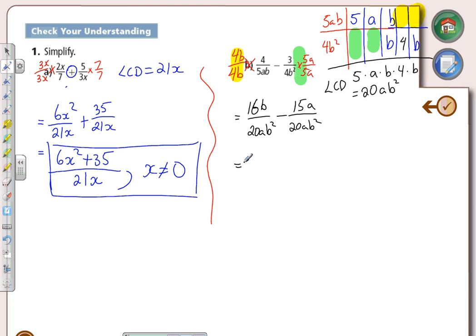Now we combine the two fractions. 16B minus 15A over 20AB squared. Can I factor anything out of the numerator that would be able to reduce into the denominator? No. So just our NPVs. A cannot be 0. B cannot be 0.